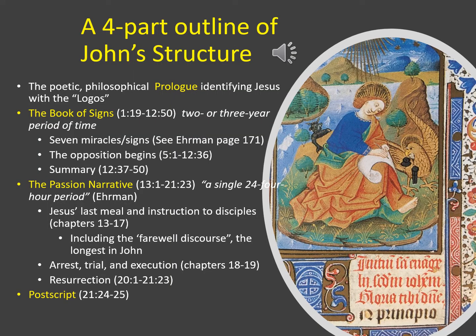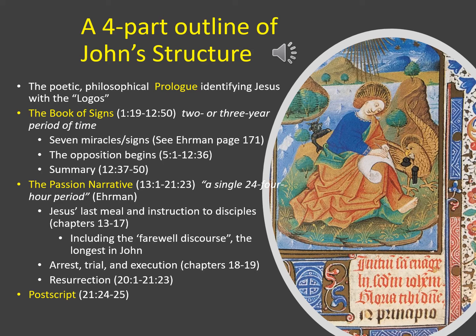So one way that scholars have imagined John's structure, and imagined where different things have been woven in, is a four-part structure. First we have the prologue, the poetic philosophical prologue that identifies Jesus with the Logos, and that's put there first to set up the aim of the whole gospel, to tell us in this biographical narrative what the author wants us to think about the protagonist, and that is that this protagonist is identified with the divine spark of reason that lies behind the entire cosmos.